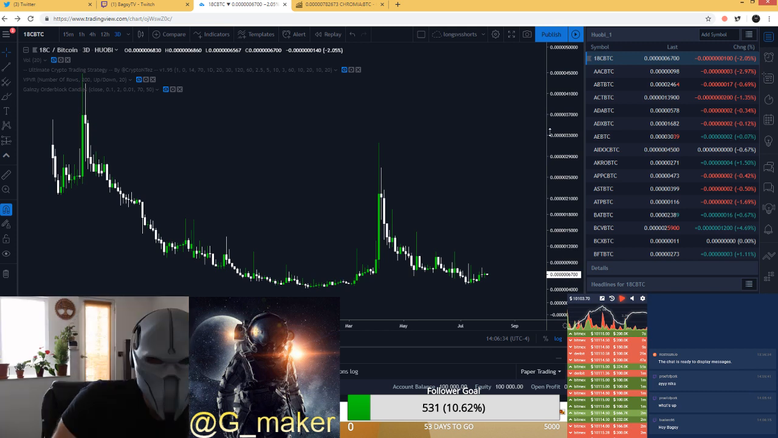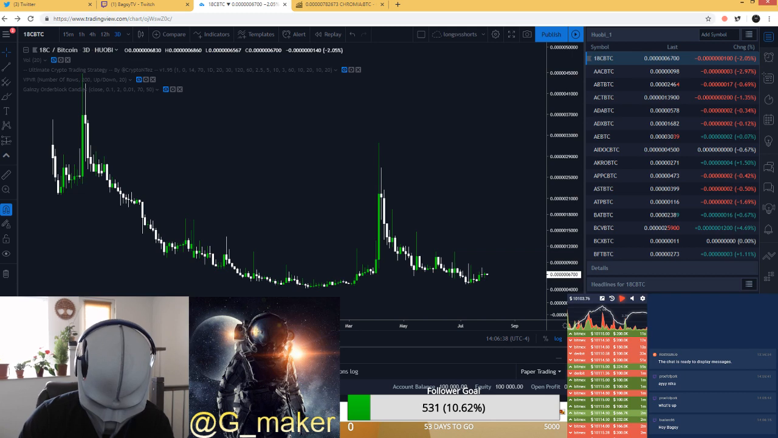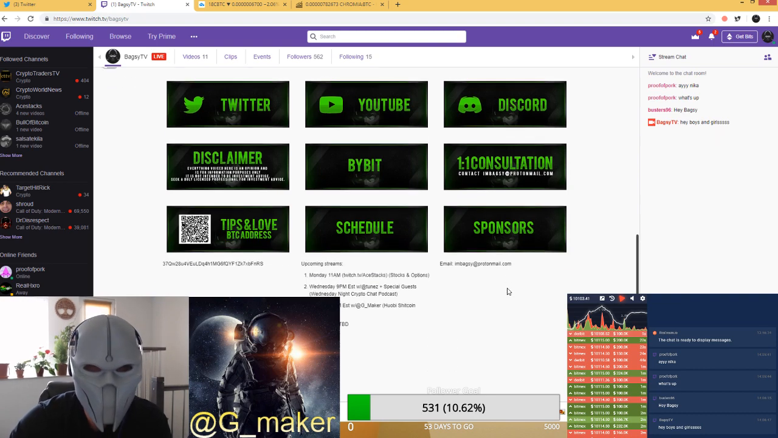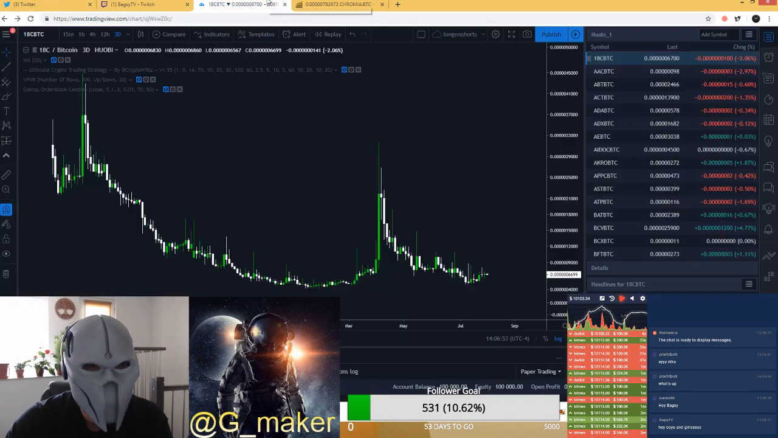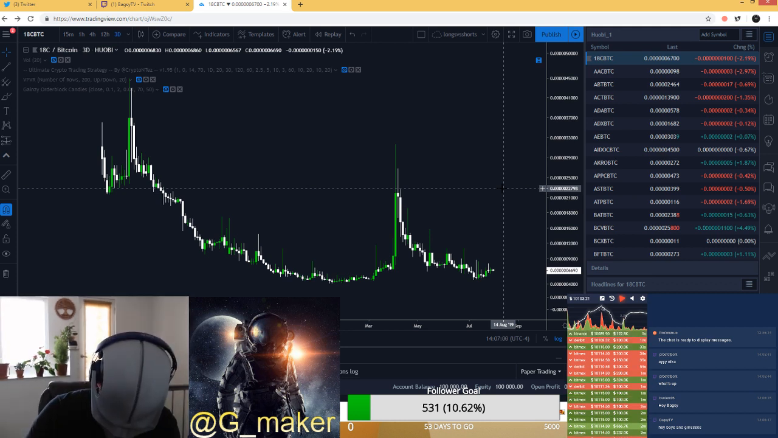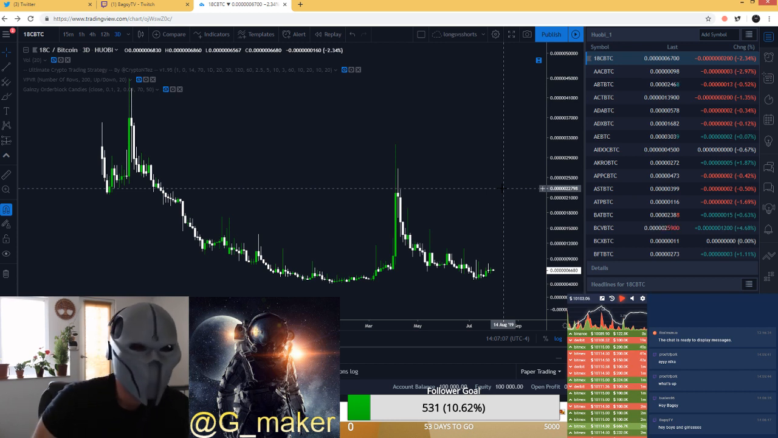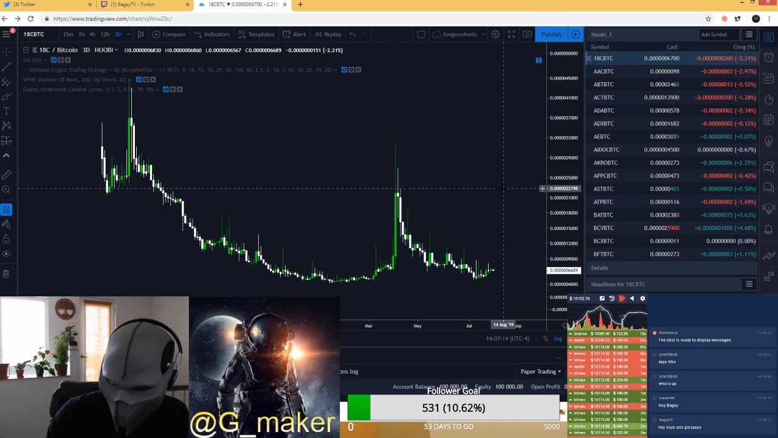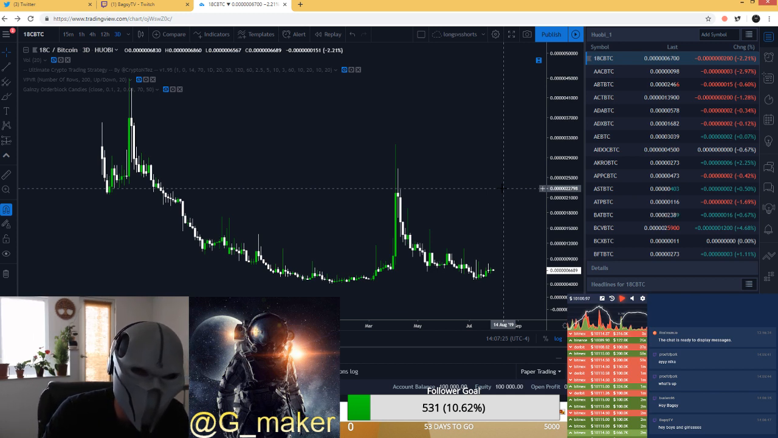I mostly work with MAs. As you know, the whole space is driven by algorithms. Everything we see is just bot driven, and bots pump and retail buys the top. So basically, when you code the bot, you can't measure horizontal support or resistance. You can't measure diagonals. Bots are only working with MAs. So I'm just an MA guy.